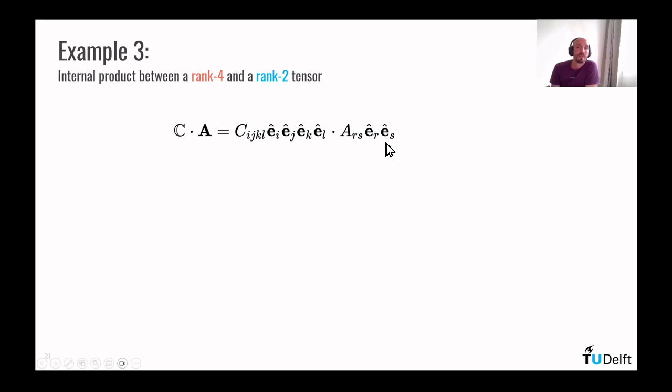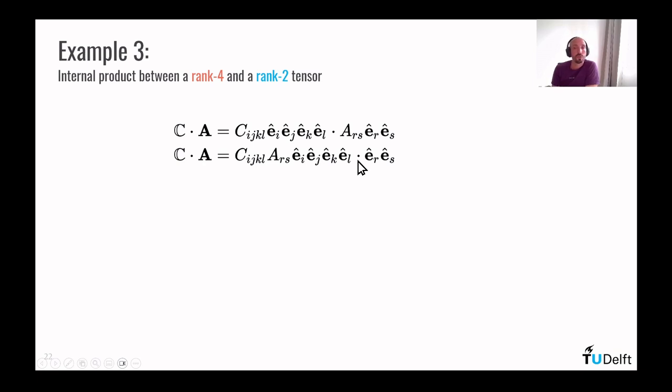Okay. Next step, we move all the components to the left and leave the directions to the right, just to make it easier. Then we identify here a dot product or a contraction.